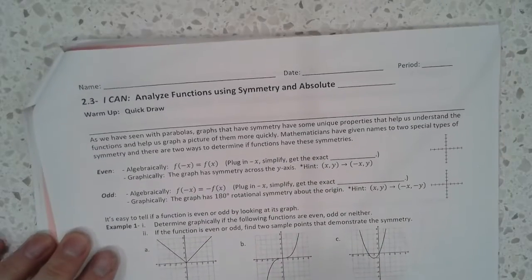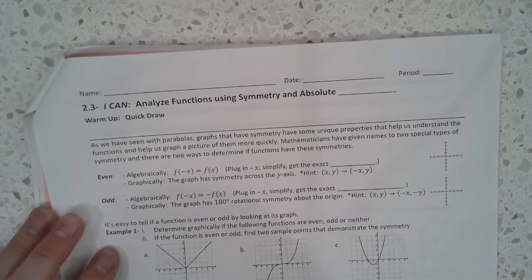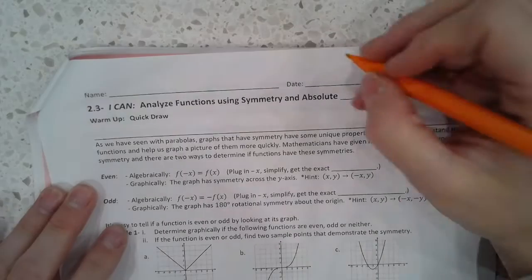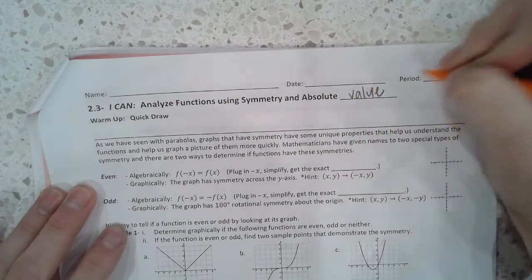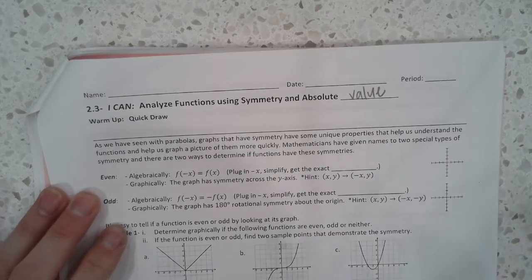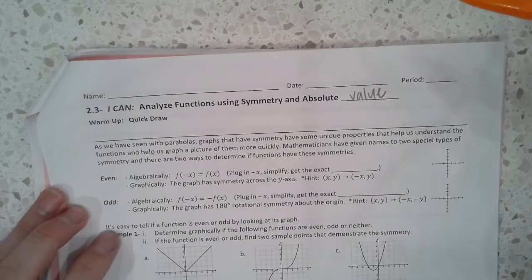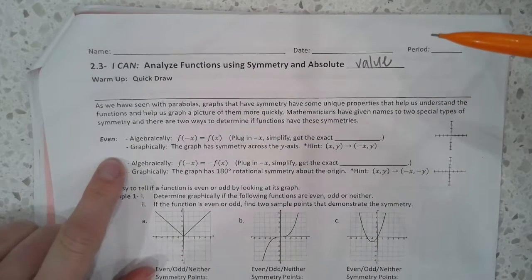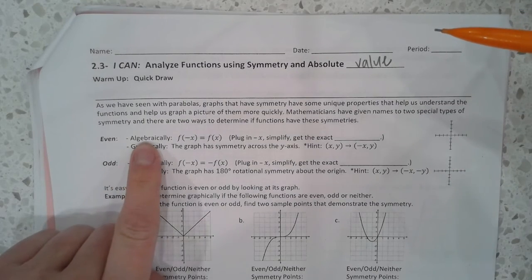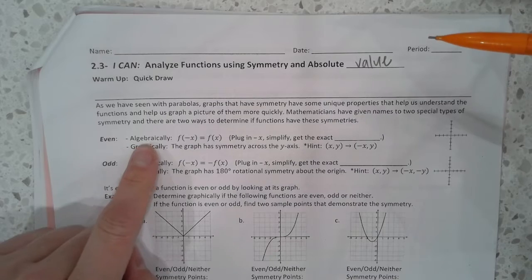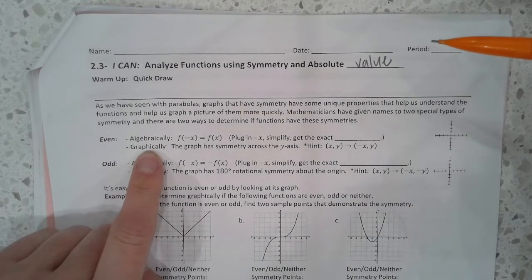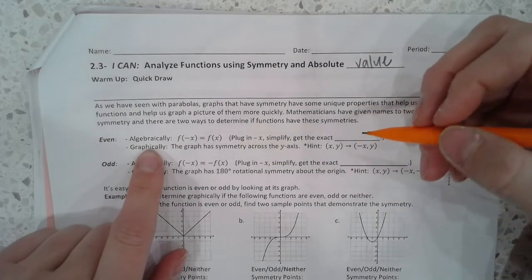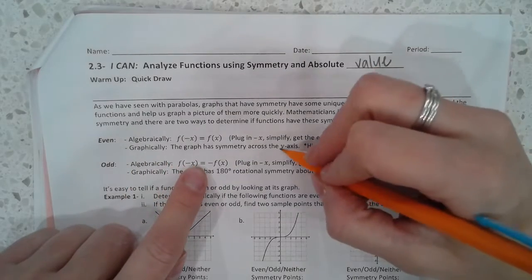Okay, so we are talking about analyzing functions using symmetry and absolute value. We have three different types of functions: evens, odds, or neither. For the even, we can look at them algebraically, which I'm going to show you in a minute, or graphically, which is much easier. Graphically, an even function is symmetric with respect to the y-axis.